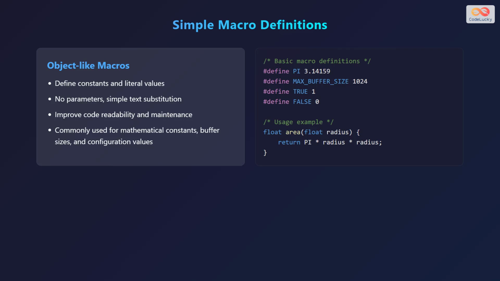Here are some examples. The first one is #define PI 3.14159. The second one is #define MAX_BUFFER_SIZE 1024. The third one is #define TRUE 1. The fourth one is #define FALSE 0. Here is an example of how to use these macros. First, we declare a float variable radius. Then the area is calculated as PI multiplied by radius and returns the result.